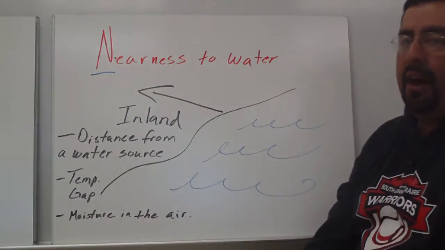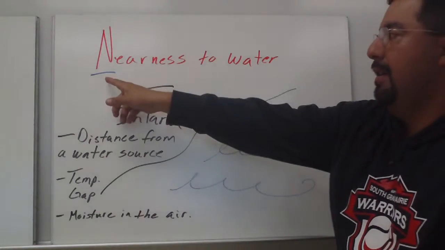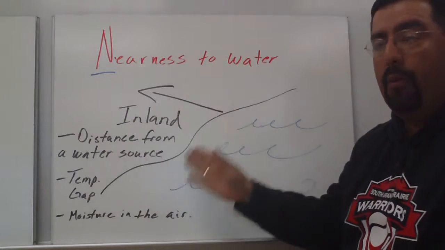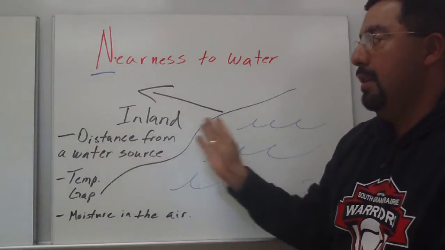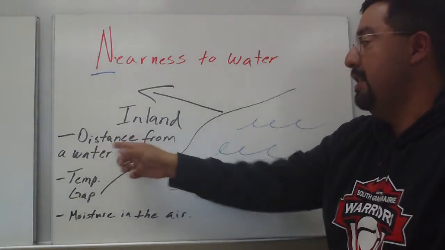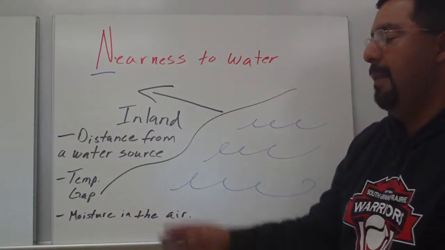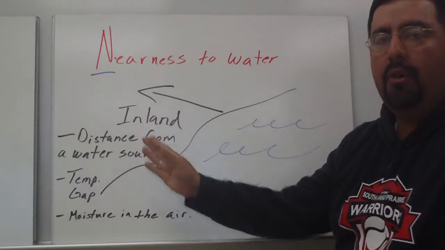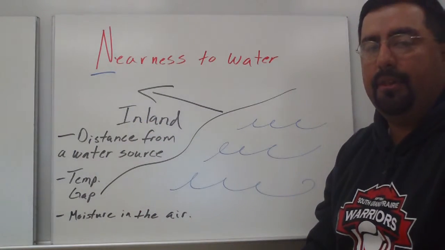And our third letter in our acronym, N, nearness to water. The further inland you go from a water source is what this refers to, the distance from a water source. Where this is key is, the further inland you go, the bigger the temperature gap is going to be.